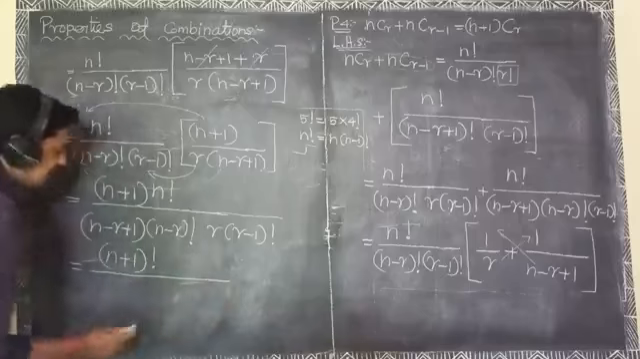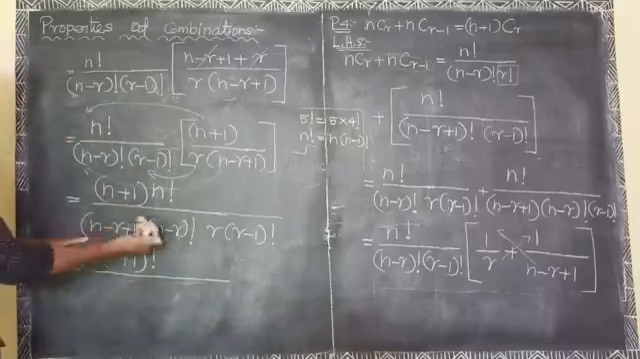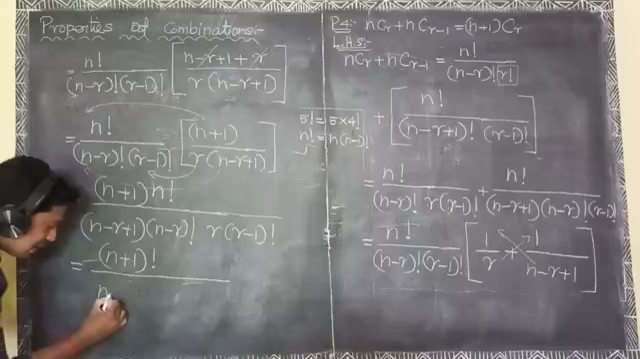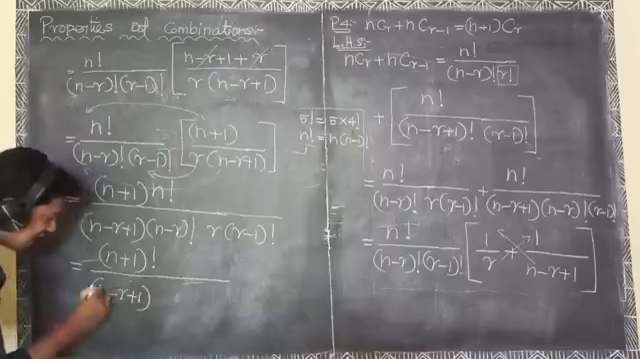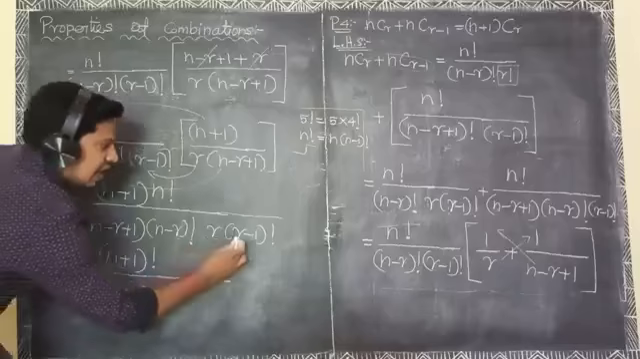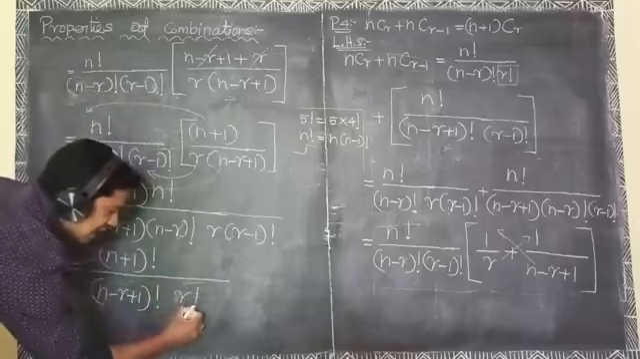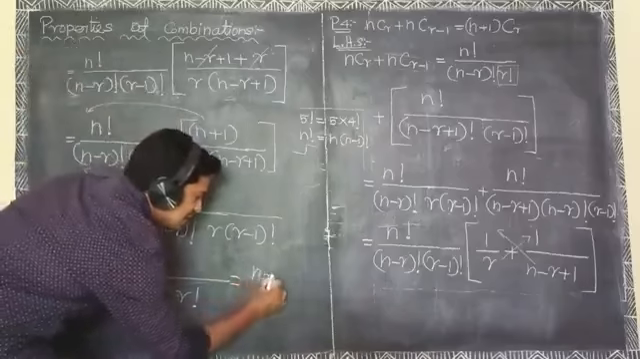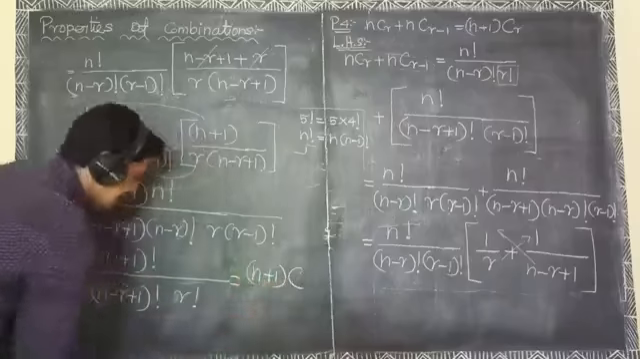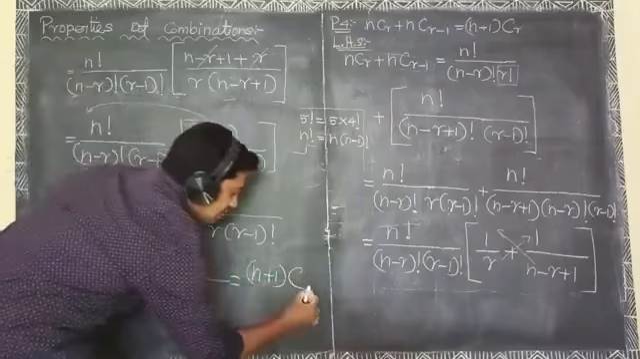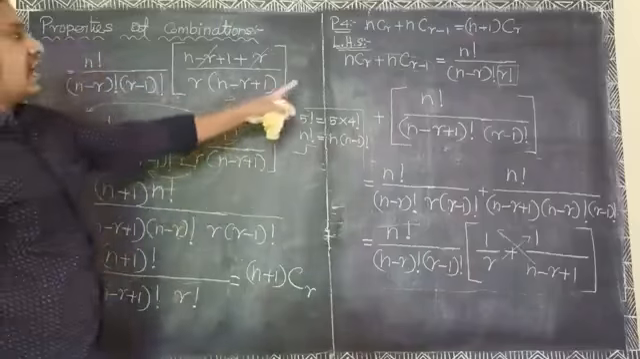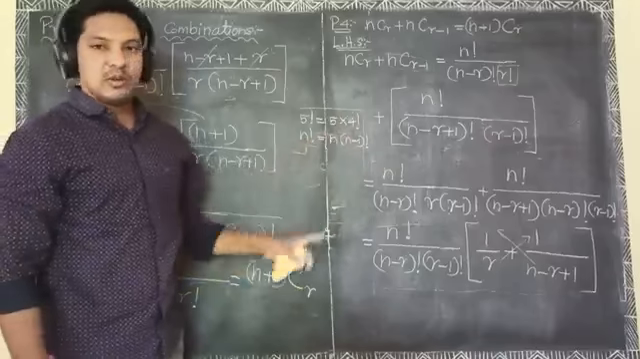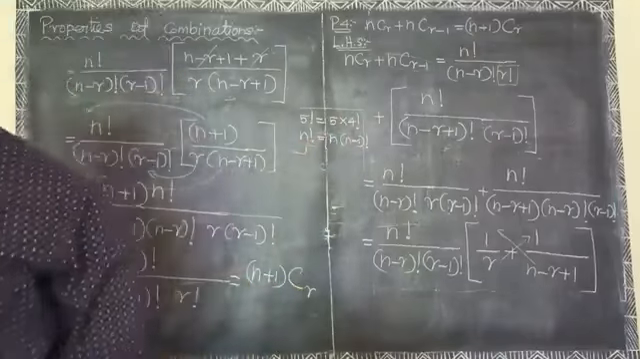Then the denominator is (n minus r plus 1) into (n minus r) factorial, which can be written as (n minus r plus 1) factorial. And r into (r minus 1) factorial is r factorial. So it can be written as (n plus 1) factorial over ... that is (n plus 1)Cr. We take LHS and change it to RHS. LHS equals RHS, hence proved.